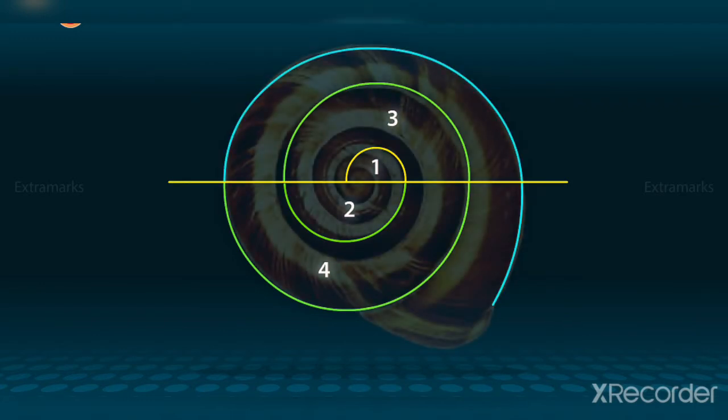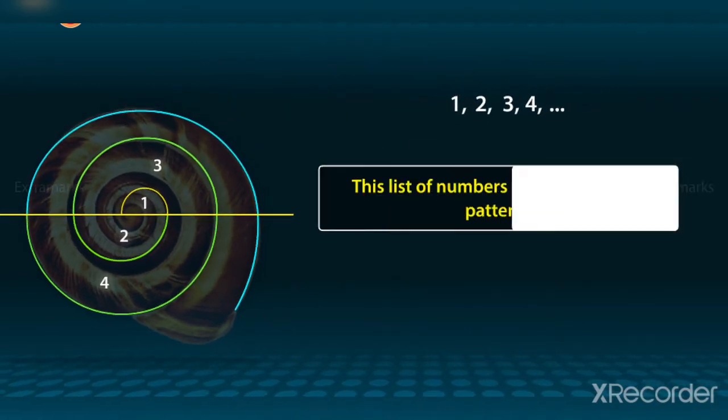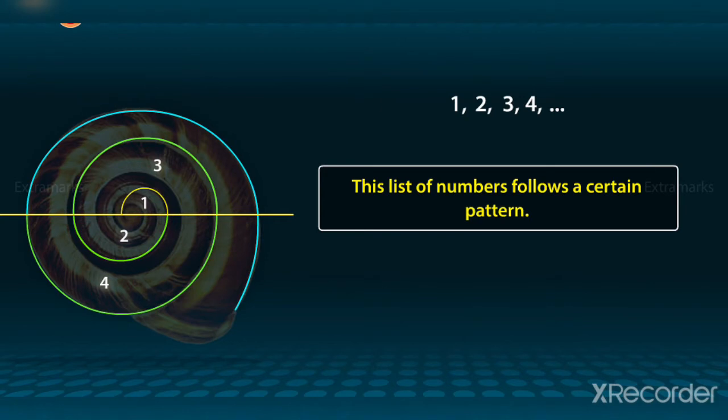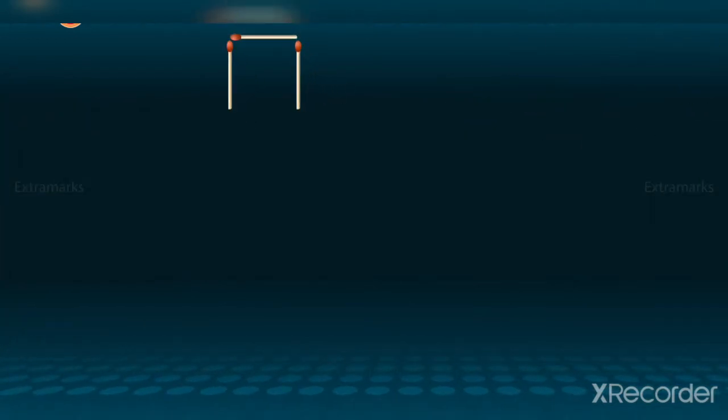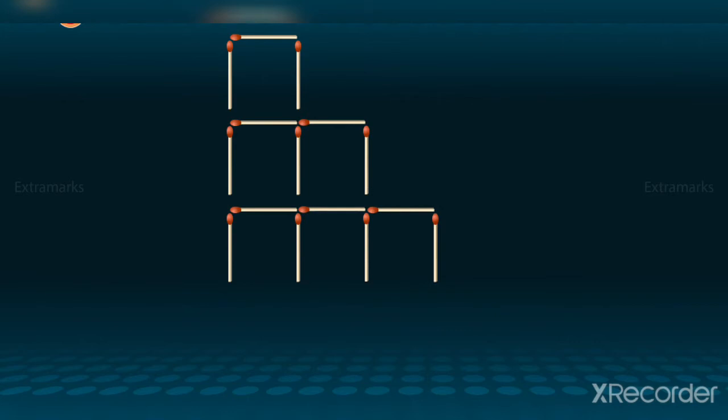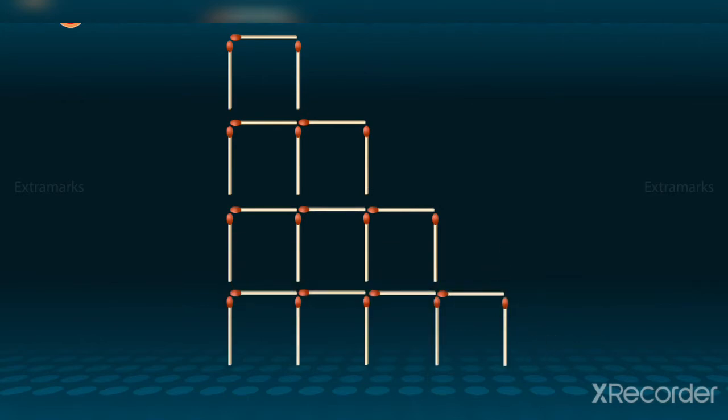This spiral also represents consecutive counting numbers 1, 2, 3, 4, and so on. You can observe that this list of numbers follows a certain pattern. Each subsequent number is 1 more than its previous one. Similarly, observe the given designs formed by matchsticks. Here, 2 sticks are added each time to get the next design.